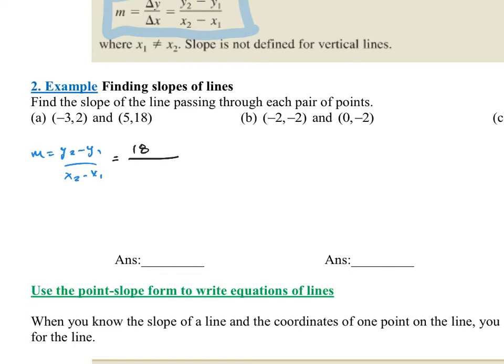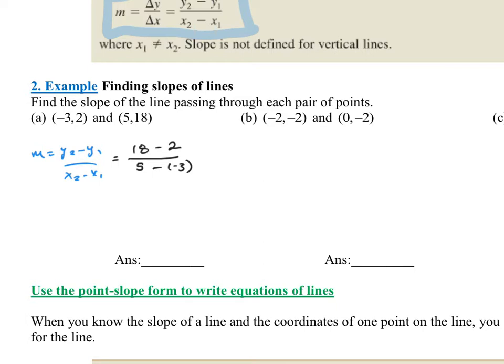So I'm going to take my second y value, which would be 18, minus my first y value, which is 2. I'm going to take my second x value, which is 5, minus my next x value, which was negative 3. So that would be my change in y over my change in x.